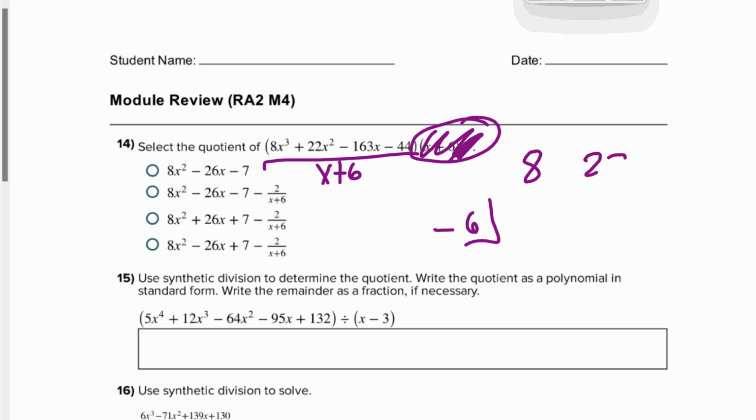Coefficients are 8, 22, negative 163. Is anything missing? We got a degree of 3, so we should have 4. 1, 2, 3, 4. Nope, we're good. And now we can go ahead and run it through.